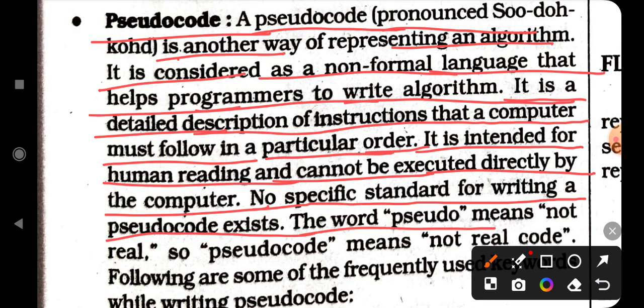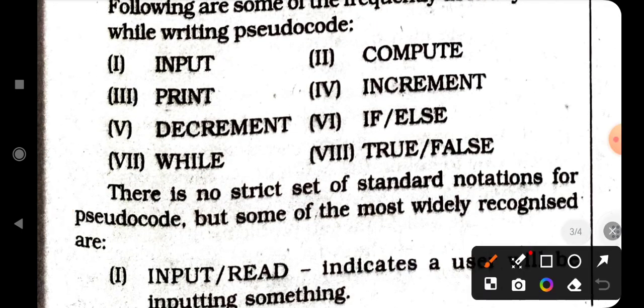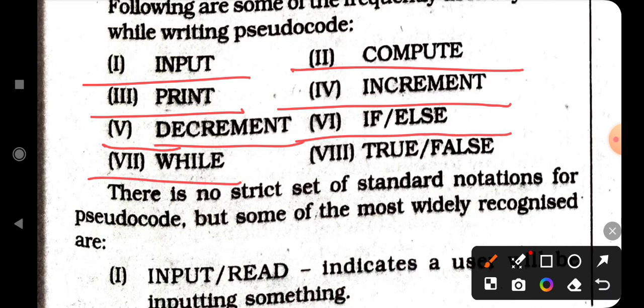The word pseudo means not real, so pseudocode means not real code. Following are some of the frequently used keywords while writing pseudocode: first, input; second, compute; third, print; fourth, increment; fifth, decrement; sixth, if else; seventh, while; eighth, true or false.